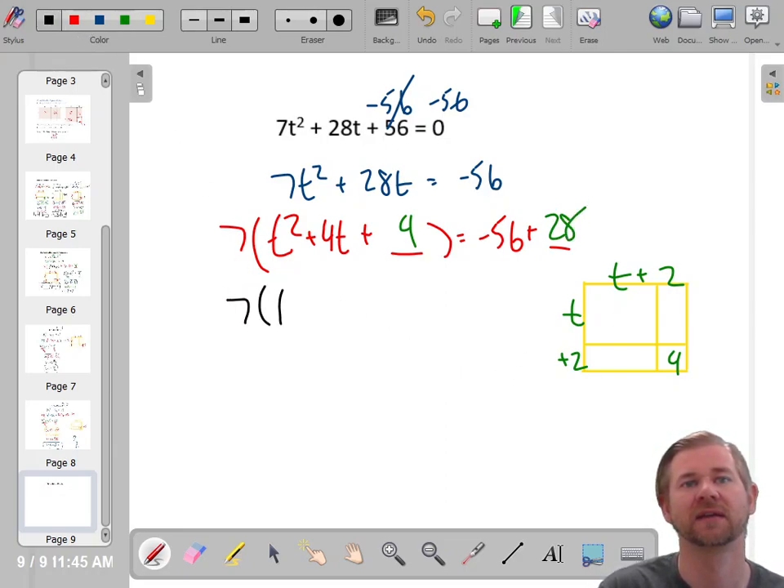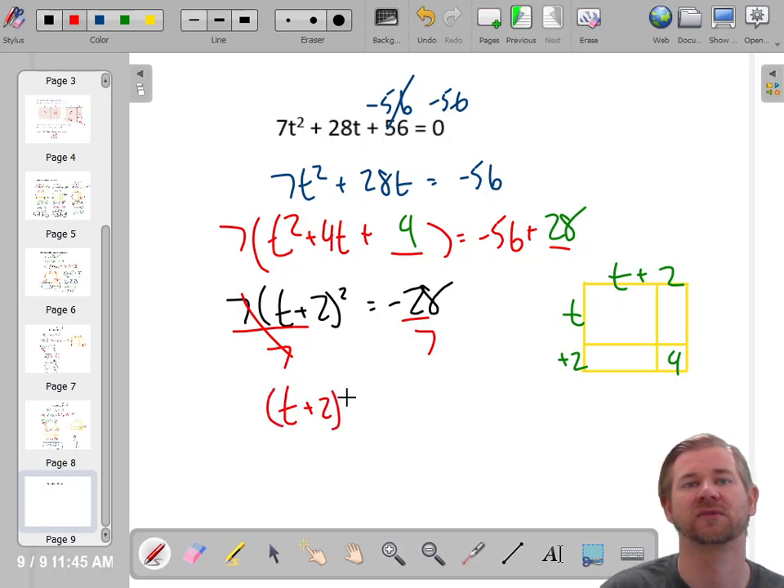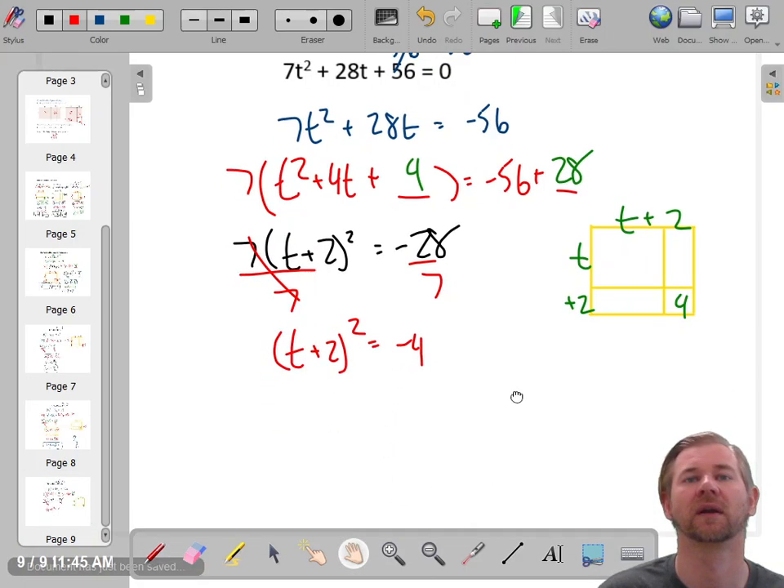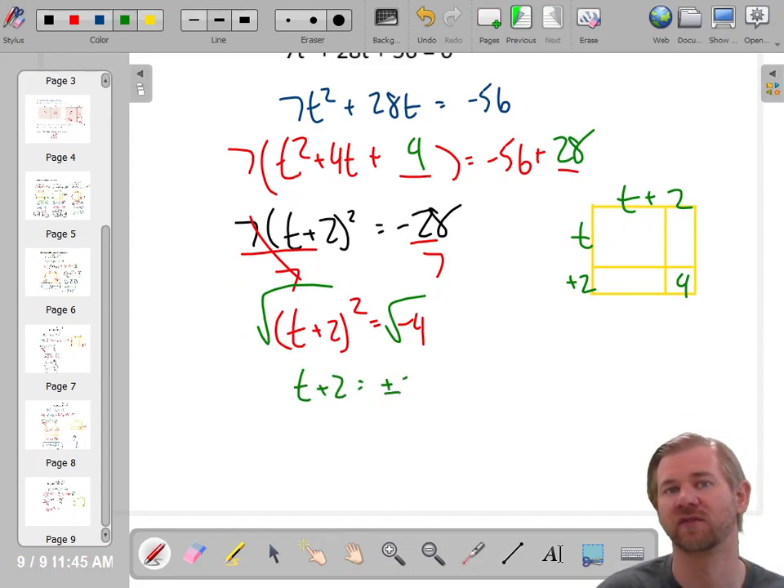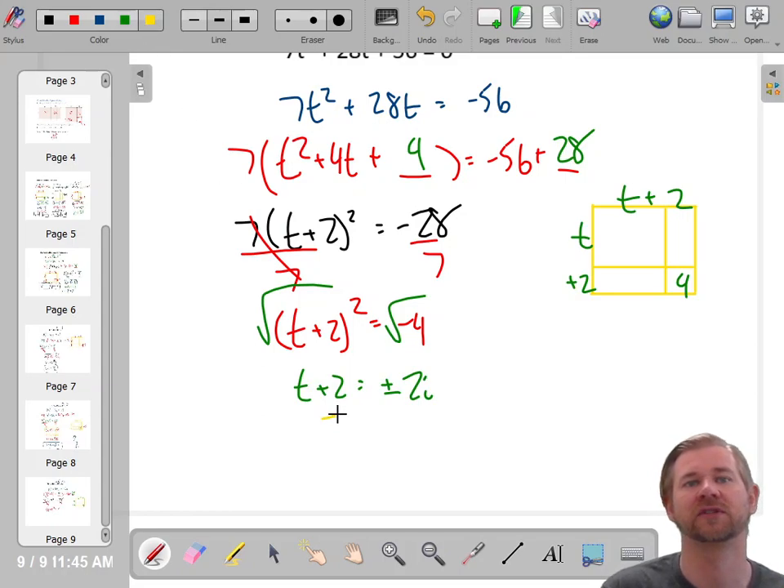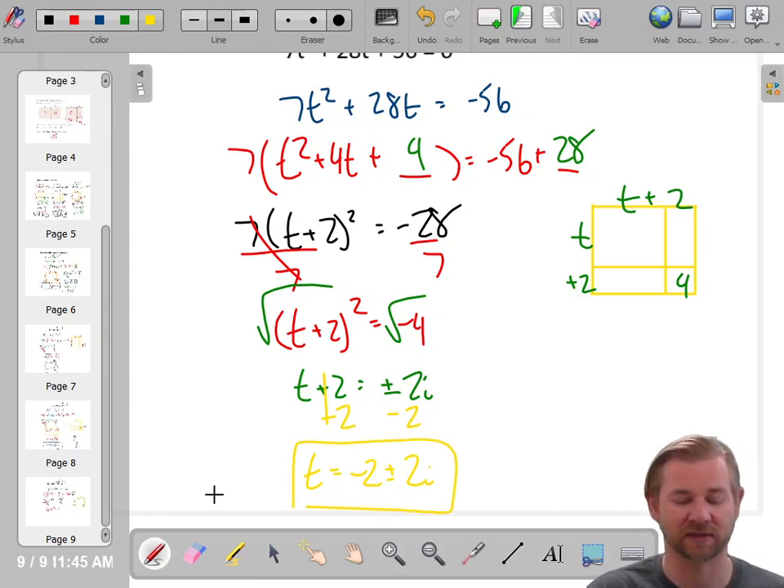On the left side, t plus 2 squared, because it's t plus 2 times t plus 2, and negative 56 and negative 28 make negative 28. This one's going to be imaginary. That's okay. T plus 2 squared equals negative 4. Square root both sides. T plus 2 equals plus or minus the square root of negative 4, which is 2i. And then when you subtract 2, t equals negative 2 plus or minus 2i. So we get our complex zeros.